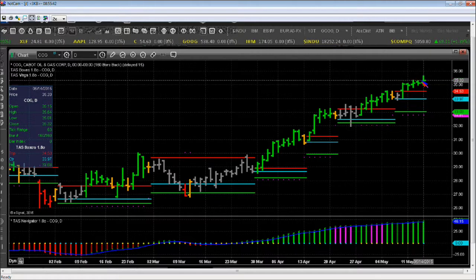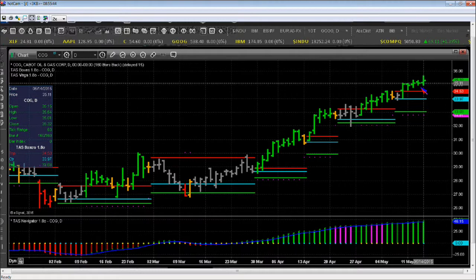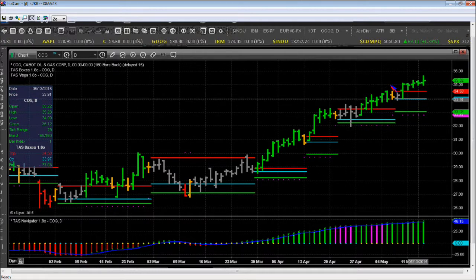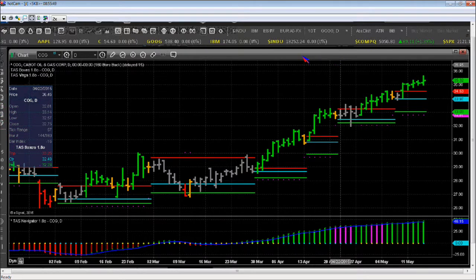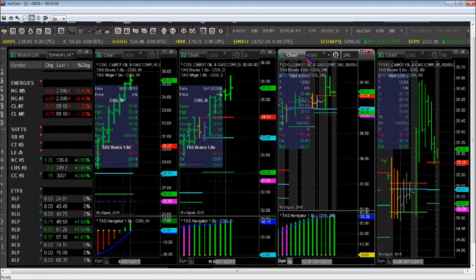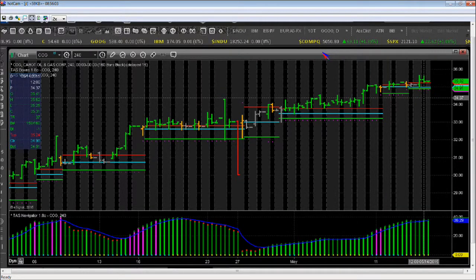If it ain't broke, don't fix it. You can orient stops around these 34.53s. Here's the 240s. This has just been an amazing run up here. So what do you do with it? Again, if it ain't broke, don't fix it. Strong stock in a strong market. 34.91, you could orient stops below there on the short term.